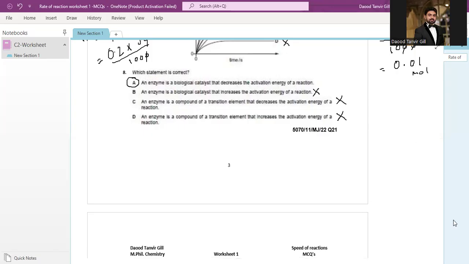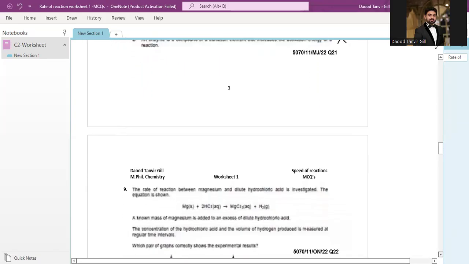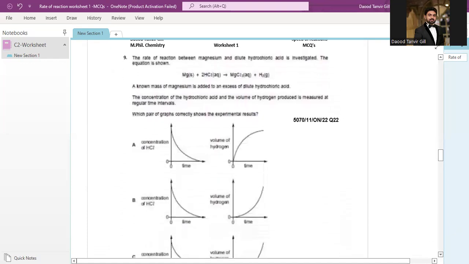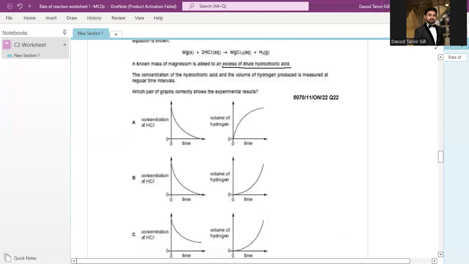Right. Let's move towards question number 9. In question number 9, students have to identify the correct graph for the reaction between magnesium and hydrochloric acid. The equation has already been provided, and the question says that an excess of dilute hydrochloric acid is used. So basically, two graphs are being shown, one for the HCl and the other for the volume of hydrogen gas.